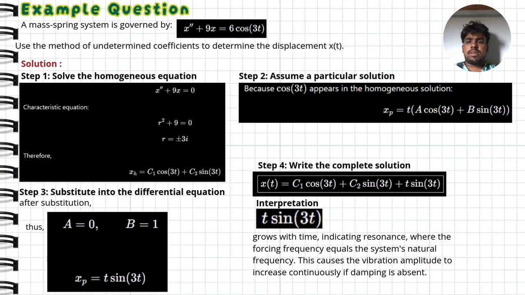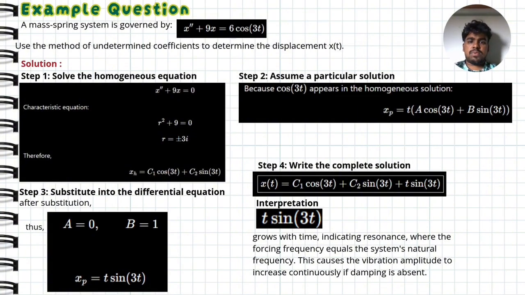Next is our example question. A mass spring system is governed by x double prime plus 9x equals 6 cos 3t. Use the method of undetermined coefficients to determine the displacement x(t). There are 4 steps in it, and the first step begins by solving the homogeneous equation. The characteristic equation is r squared plus 9 equals 0, which gives r equals plus or minus 3i. Therefore, xh equals c1 cos 3t plus c2 sin 3t.